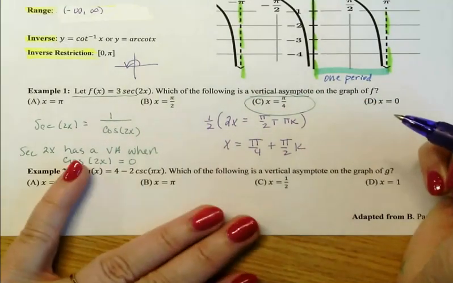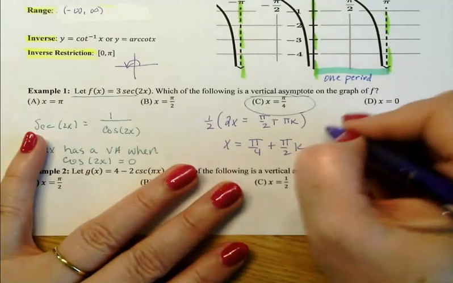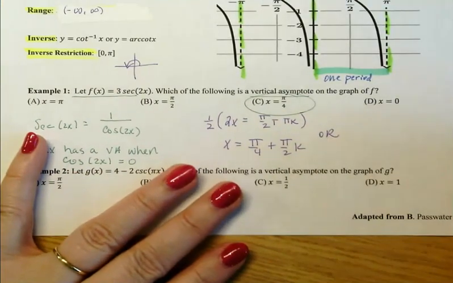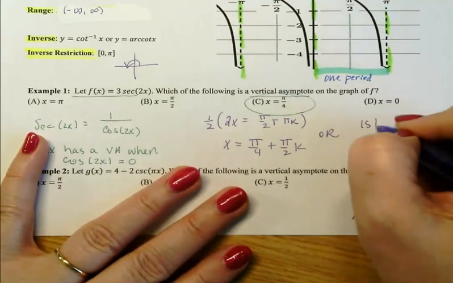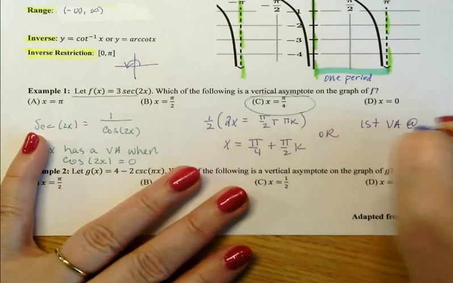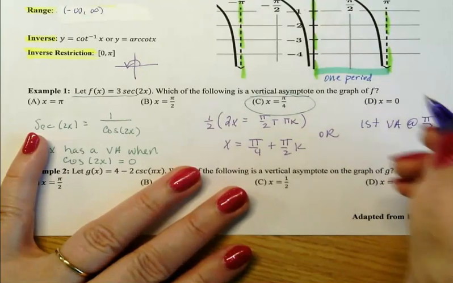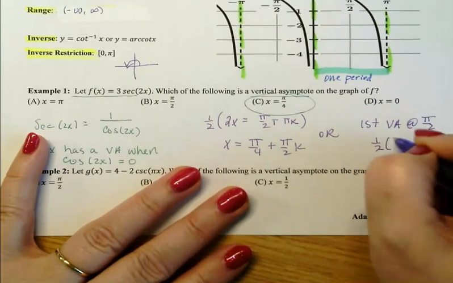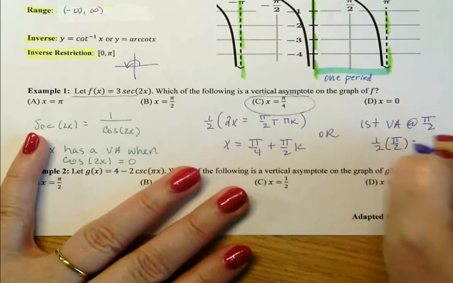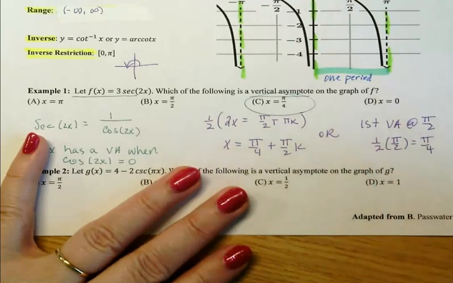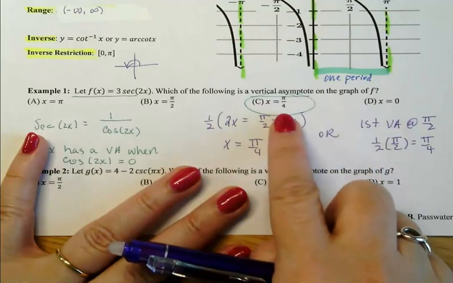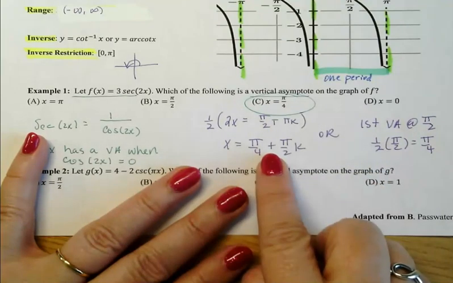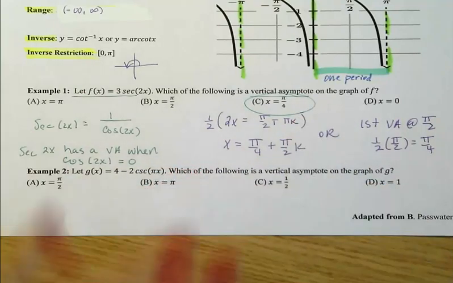We could also think about where the answer choice is. So what I would think about is the first VA is at pi over 2. So then we're going to take 1/2 of pi over 2, and that would give us pi over 4. And so we can see by just calculating the individual vertical asymptote, we could get to our answer that way, or by adjusting the equation, which would allow us to get to our answer that way.